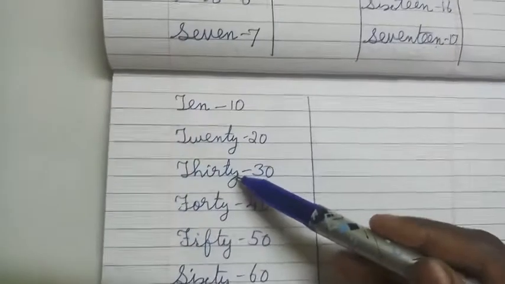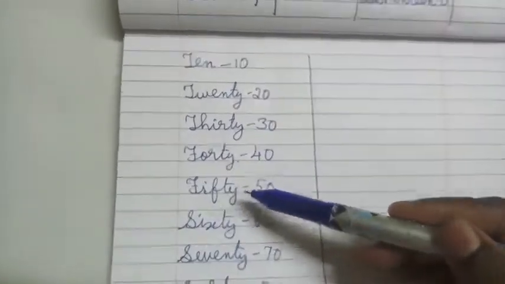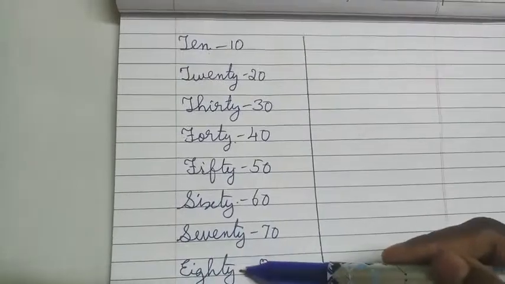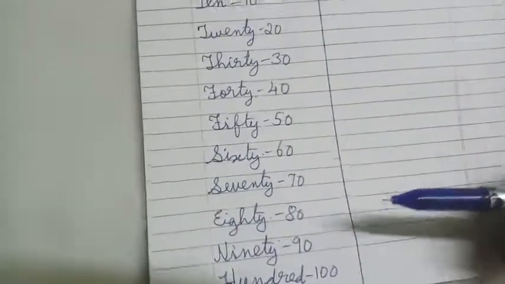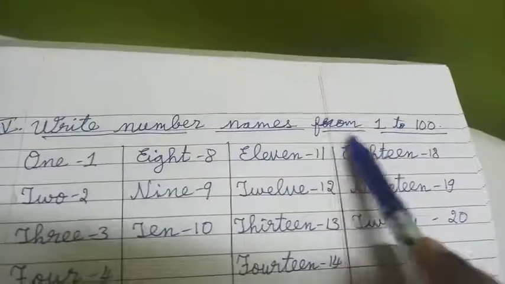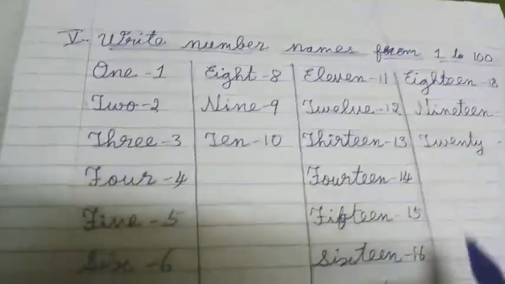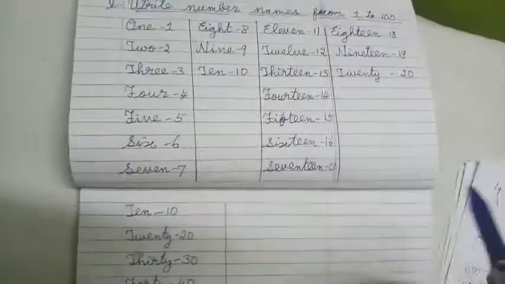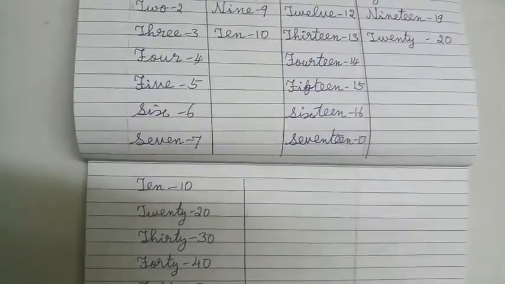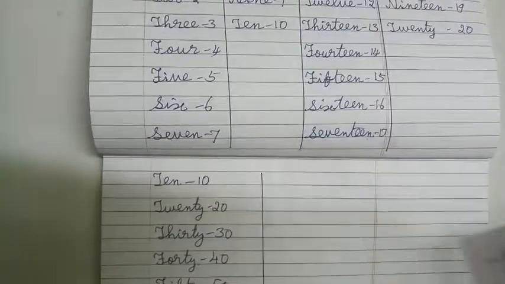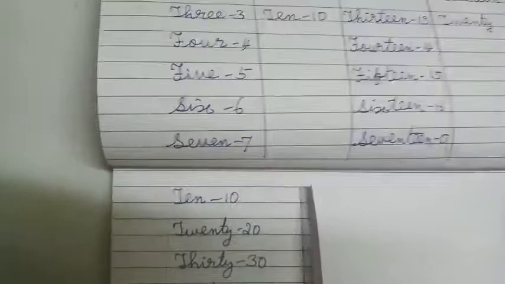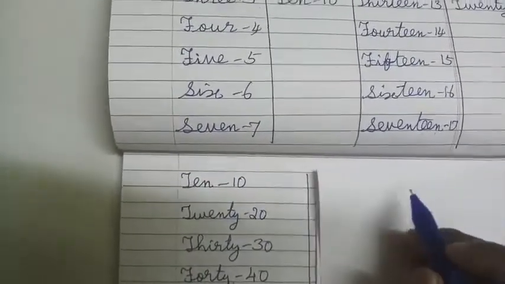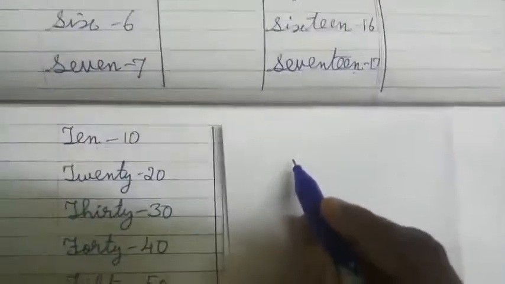10, 20, 30, 40, 50, 60, 70, 80, 90, 100. What it means is, when you are told to write number names from 1 to 100, it means only this much. If you know these spellings, you can write all the spellings for the numbers. Okay, I'll write and show you now. Listen carefully. I'm going to write one number here.